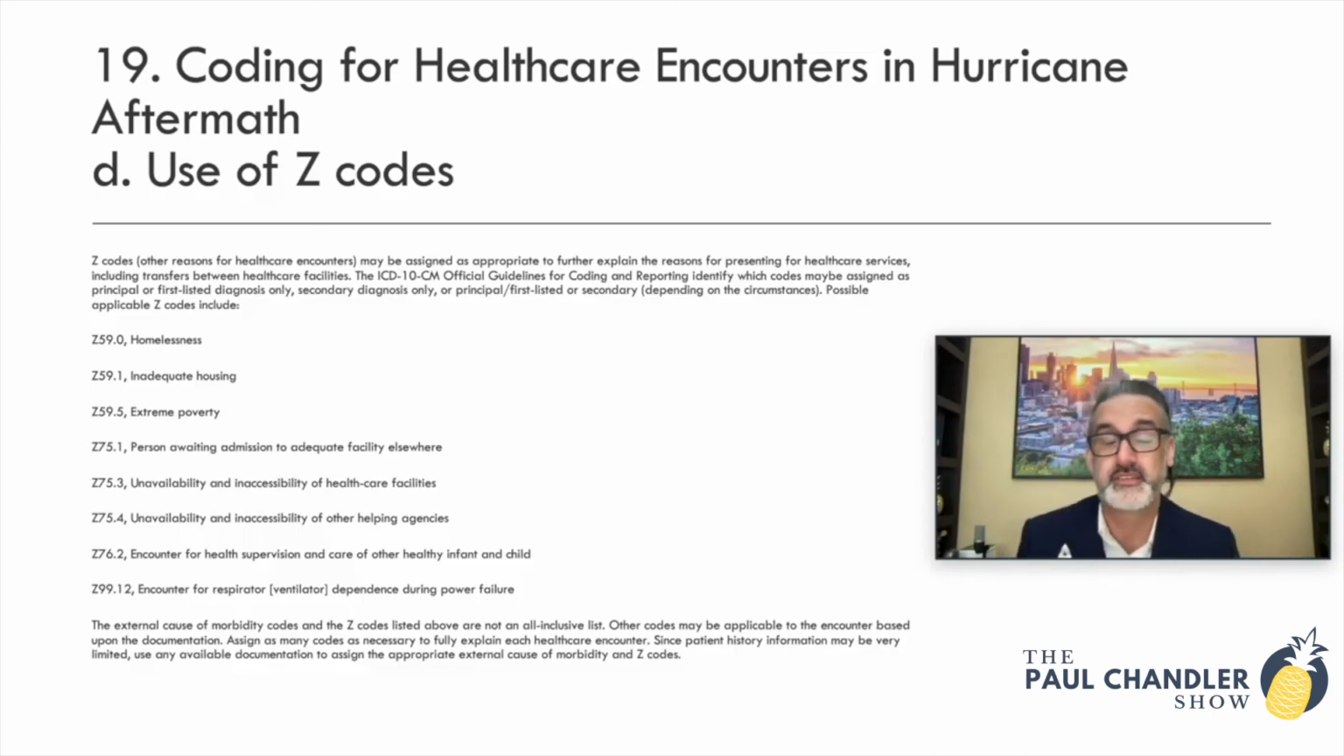Because normally these Z codes are not primary diagnoses, just in general. Like it says at the bottom though, the external cause of morbidity codes and the Z codes listed above are not an all-inclusive list. Other codes applicable to the encounter based upon the documentation, and we would assign as many codes in the Z categories as possible based on whatever the documentation shows to be able to fully describe that encounter that the patient has.